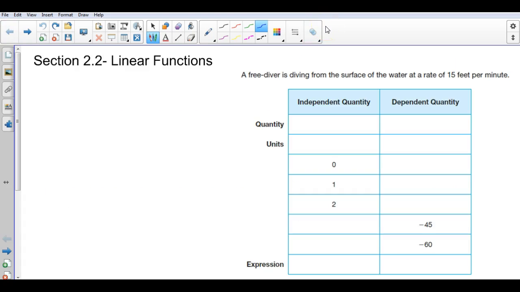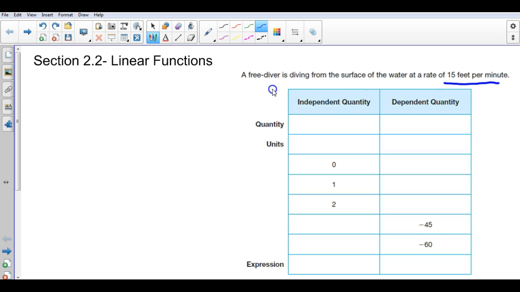So starting with this first one, what we're going to do is fill in this table. It says a free diver is diving from the surface of the water at a rate of 15 feet per minute. So I'll notice right away on this table I have some negative numbers, and what that means is that they're going to be below the surface of water, so that's why they're going to be negatives.